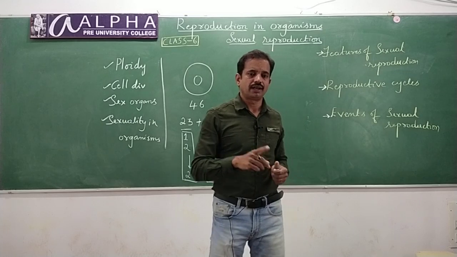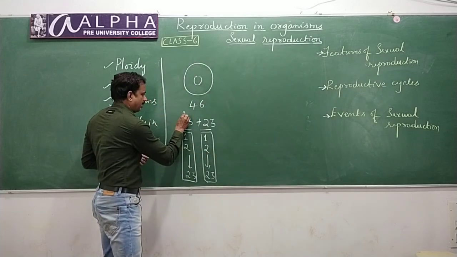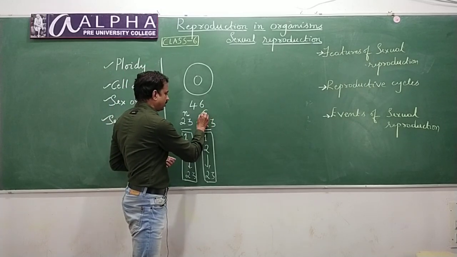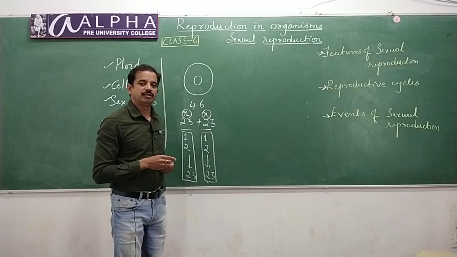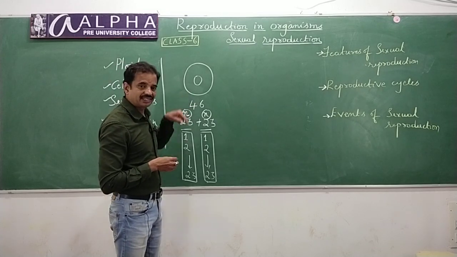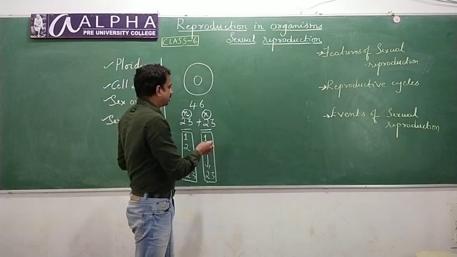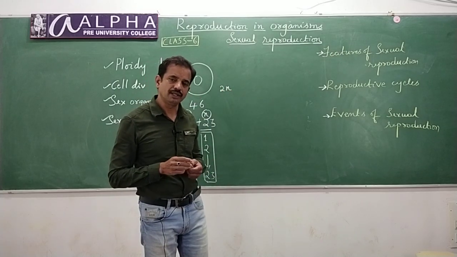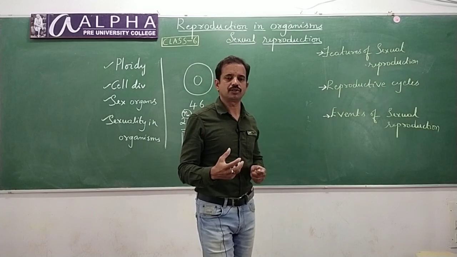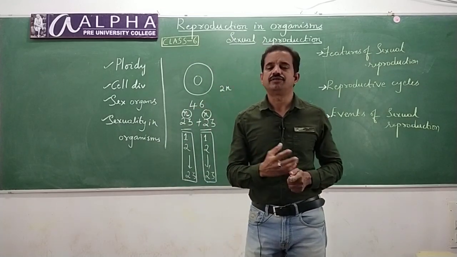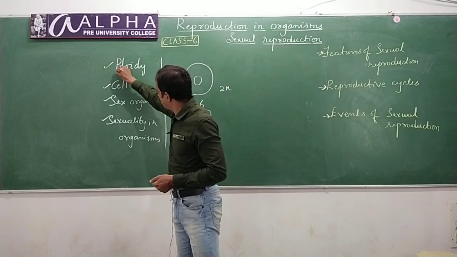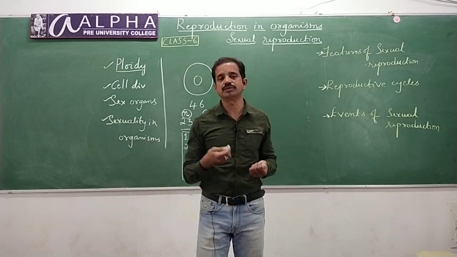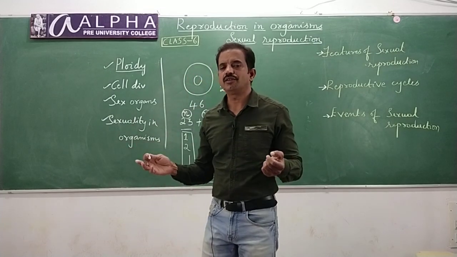So, here a single set of chromosomes is represented by the English small letter n, right? So, if I ask you how many n's are there in our body cells, you will simply say we have 2n chromosomes. Okay? The number of sets of chromosomes present in the cells of the body of the organism, we call that ploidy. So, what is ploidy? The number of sets of chromosomes present in the cells of the body of the organism is called ploidy.